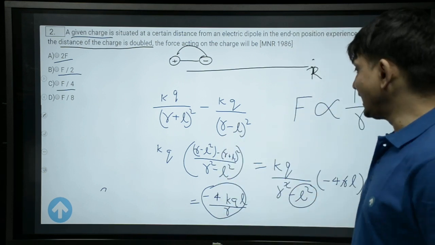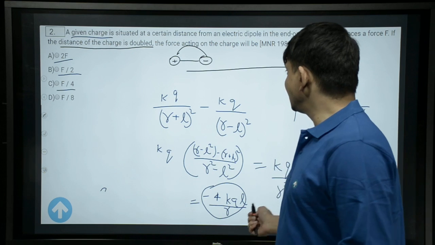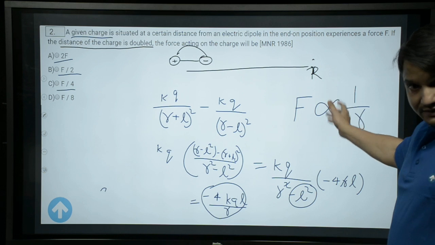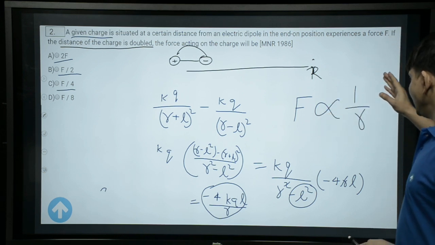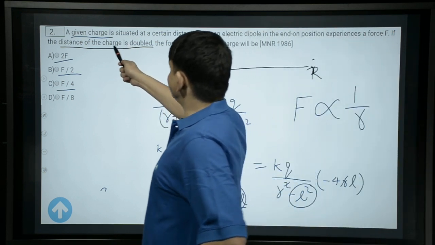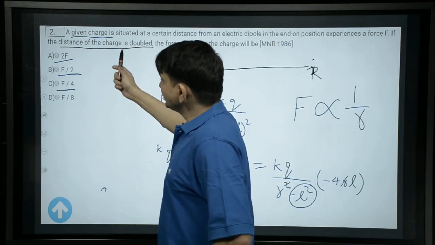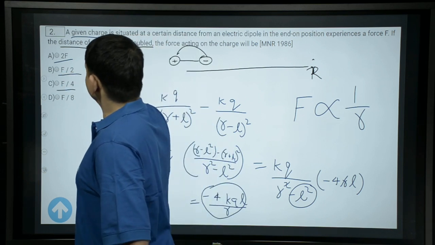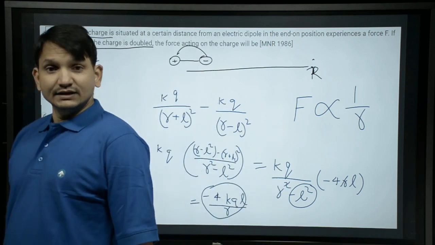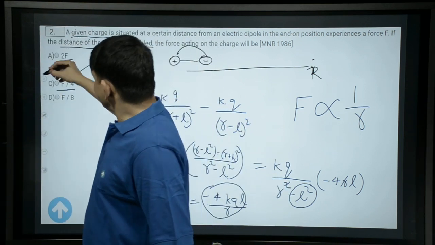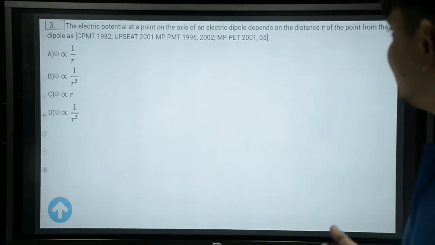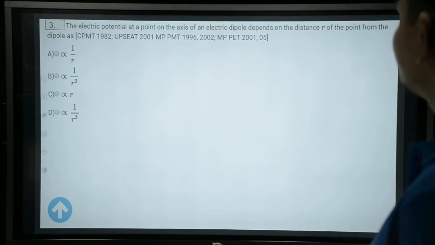Here, in case of the dipole, the electric field, or the resultant electric force, is inversely proportional to R. So that's why if the distance is doubling, the force would be halved. So our answer would be B here, F by 2. Okay, so moving on to the next question. Try to take your time and get deep into the concept here.